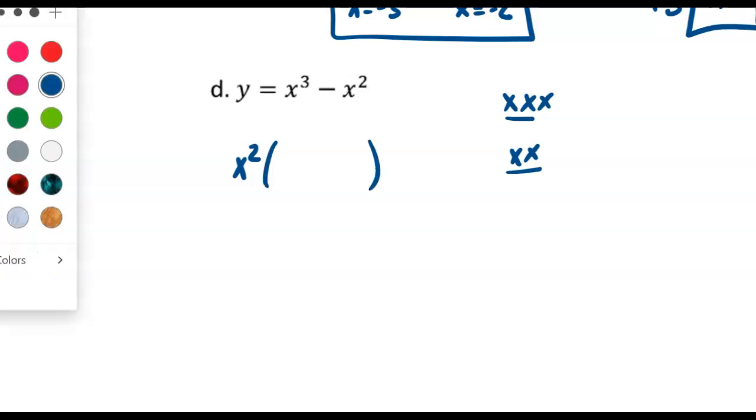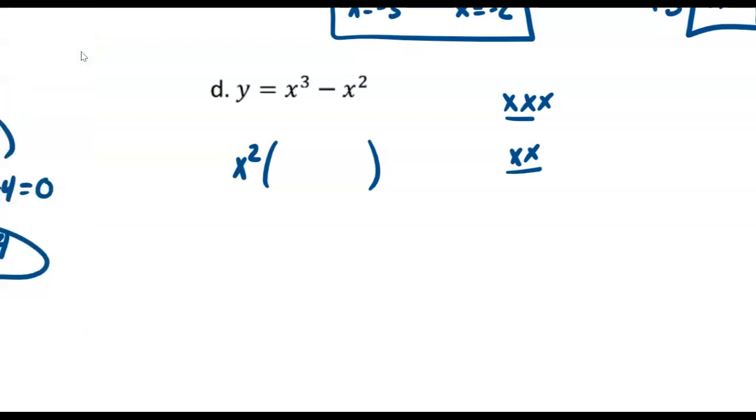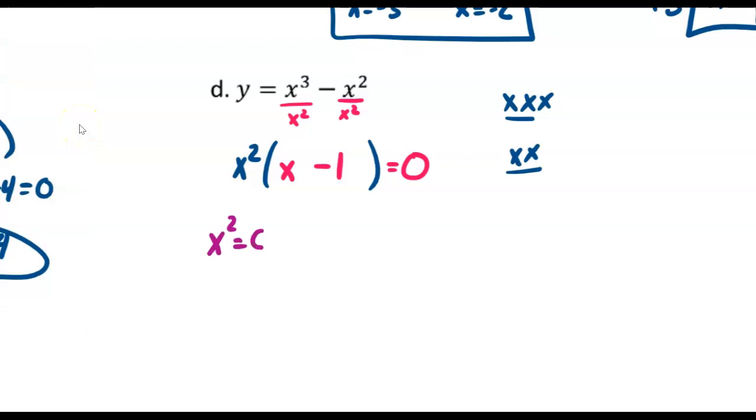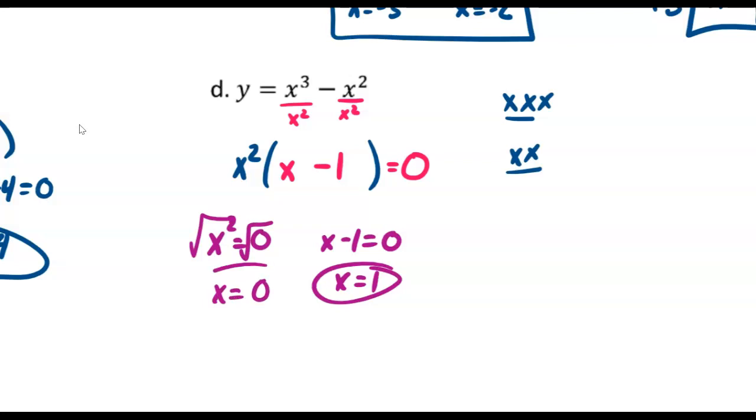Also remember, if you aren't great at taking it out, seriously, actually show dividing by x squared. So x cubed divided by x squared is x. X squared divided by x squared is 1, but that minus makes it be negative 1. Okay, this is what you're setting equal to 0. So we're going to have this x squared equals 0 and x minus 1 equals 0. All right, this we just add the 1, easy. On this one, we square root it, and the square root of 0 is 0. So we have those 2 solutions.